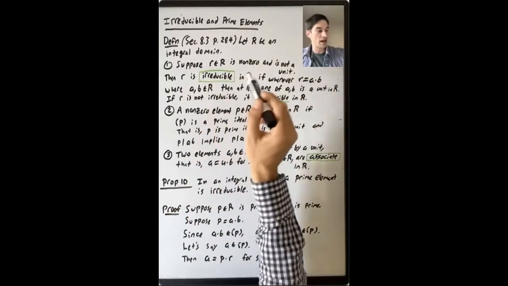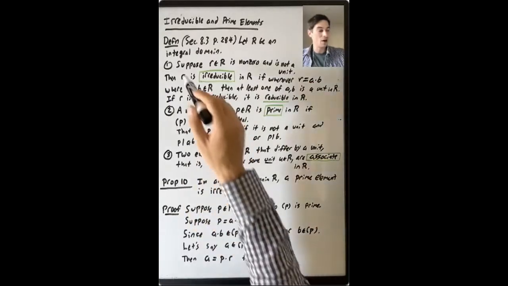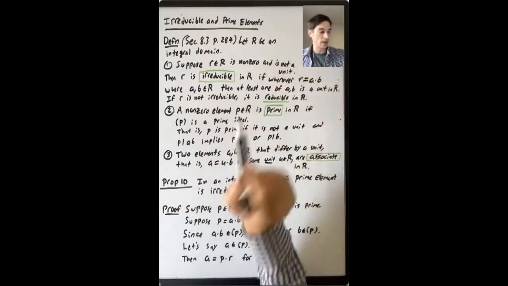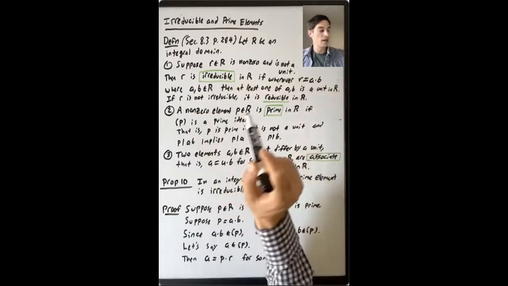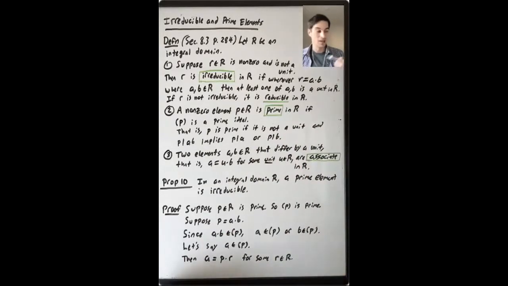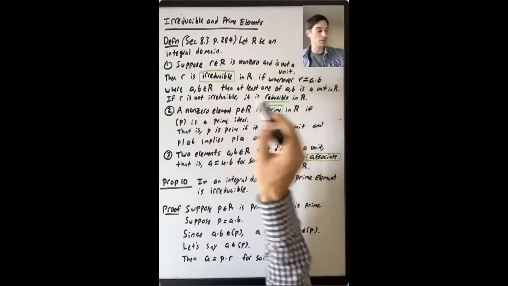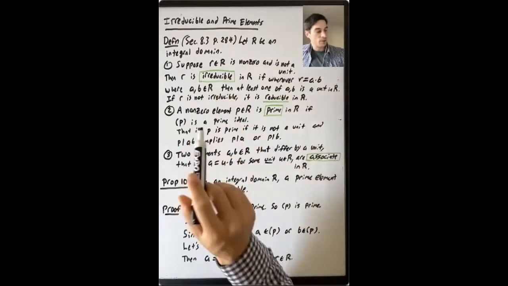Suppose little r is an element in the ring that's not 0 and is not a unit. Then r is irreducible in the ring if whenever r equals a times b, where a and b are in the ring, then at least one of a and b is a unit in R. So if r is not irreducible, then it's reducible in R, if you can write it as a product of two things, each of which is not a unit. Okay, so that's irreducible. What about prime?